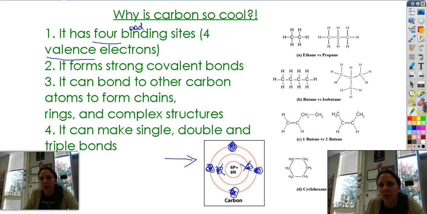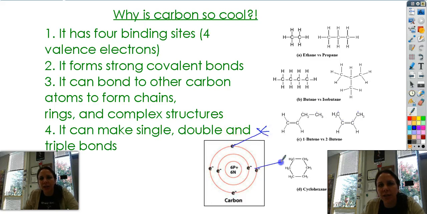So an easy way to think of this is imagine that each of these electrons is a hand that is able to reach out and grab onto other things. So he can grab onto 4 other items. Okay, the next reason why carbon is so cool is that it makes really strong covalent bonds. And if you remember from yesterday, covalent means sharing. So it's very, very good to share electrons with other compounds.